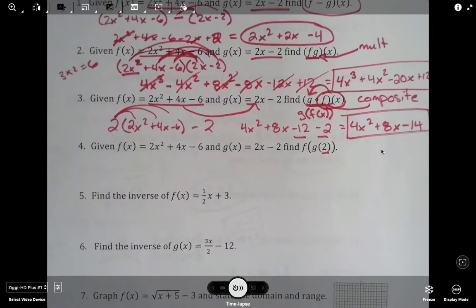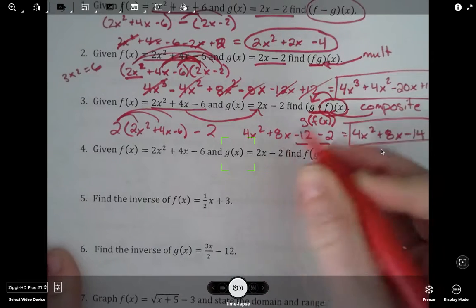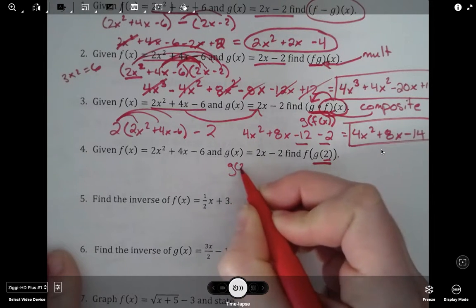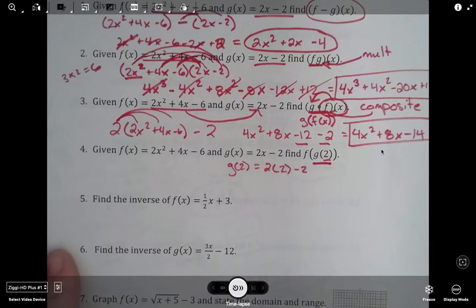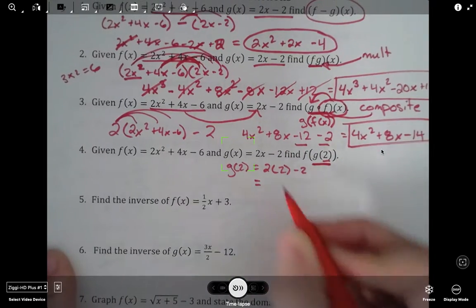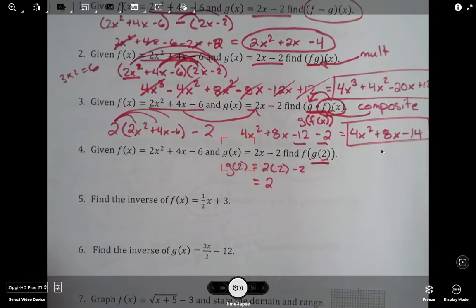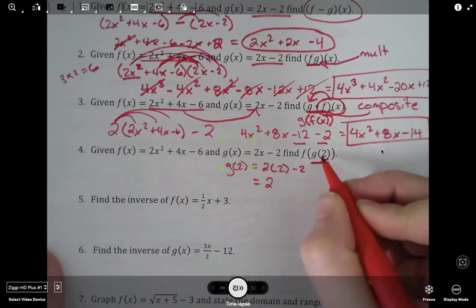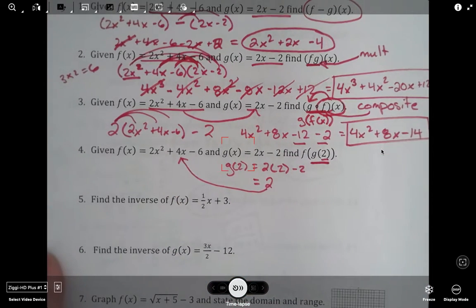You plug 2 into G, because that's the inside function first, right? We're going to plug 2 into G. Okay, so let's do that. Let's do G of 2. Plug 2 into G: 2 times 2 minus 2. That's a lot of 2's. And that becomes 2 times 2 is 4, minus 2 is another 2. Then we plug that number into which x?